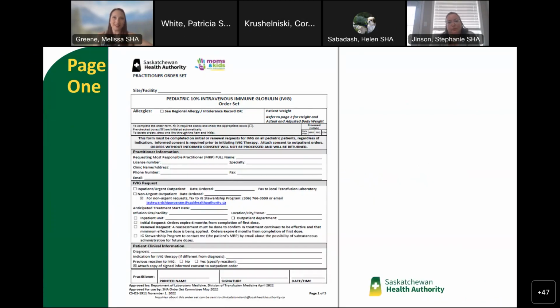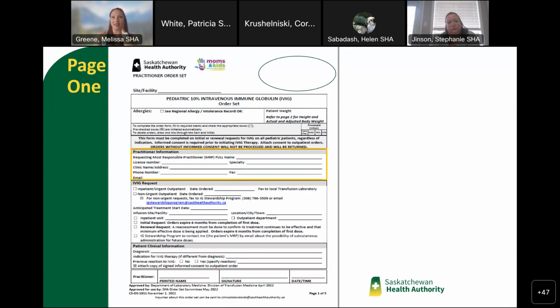So here's what our order set looks like. This is page 1 of our pediatric order set. This is where you're going to find the patient's name, date of birth, and HSN number. The first part is practitioner information. This is pretty simple. The physician should fill it out themselves.